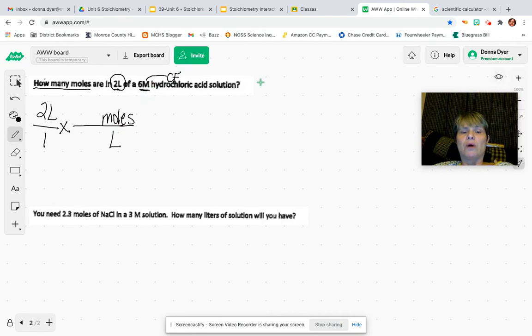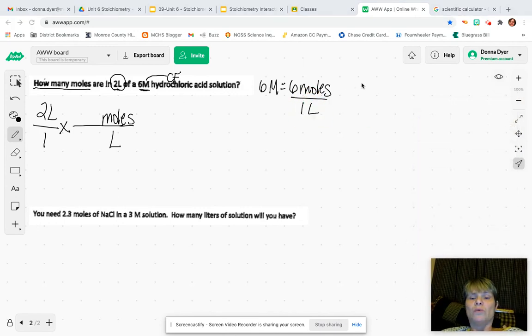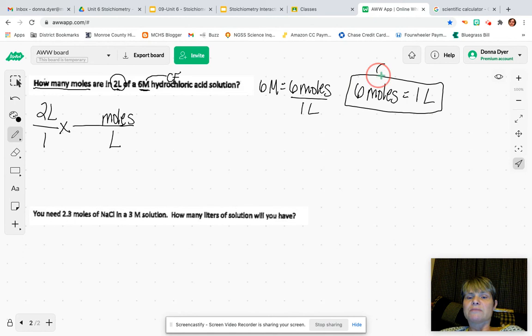So you guys, 6 molar is the same thing as 6 moles in 1 liter. Okay, and so now that we know it's 6 moles in 1 liter, well, you guys, that's our conversion factor. Just like 2.5 grams per milliliter for density means that 2.5 grams is equal to 1 milliliter, well, 6 moles per 1 liter means that there are 6 moles in 1 liter of this solution. Okay, so this is our conversion factor. There are 6 moles in 1 liter.